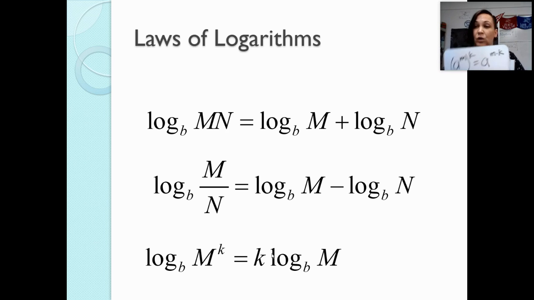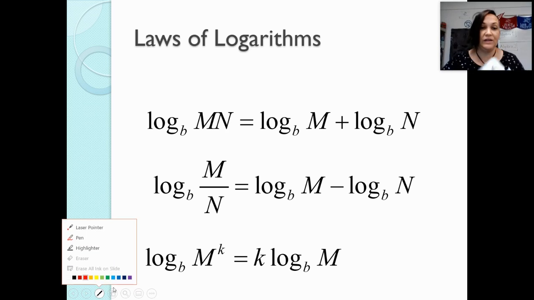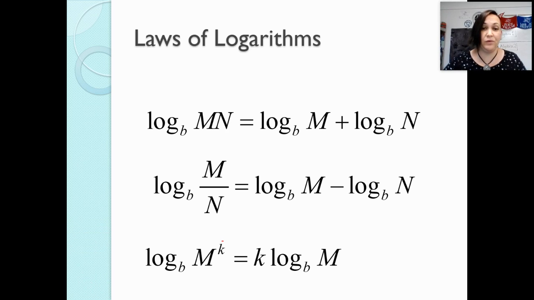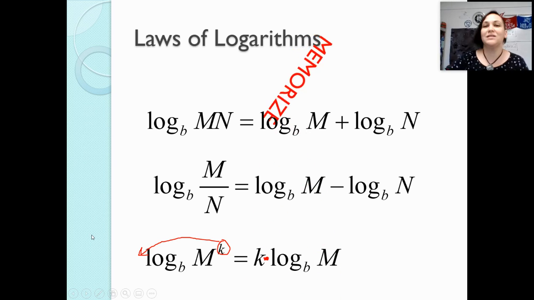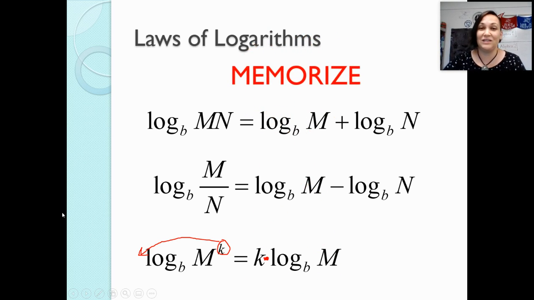What I like to do on this rule, I like to circle the exponent, and I'll draw an arrow going to the front of the problem. And remember, this is now k times the log of m, okay? That's it. 3 rules for logarithms. Now you do want to memorize these, and we'll work in class on creating something to help you memorize them. But for right now, let's go ahead and try to use them.